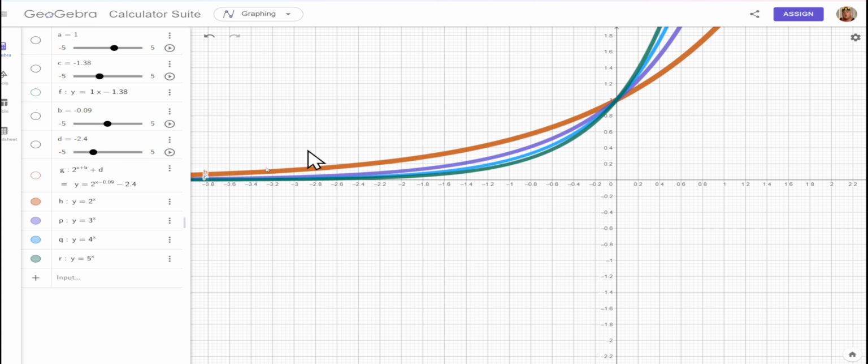Why is that? Well, 2 to the power of 0 is 1. 3 to the power of 0 is 1. 4 to the power of 0 is 1. So they converge on that point there.